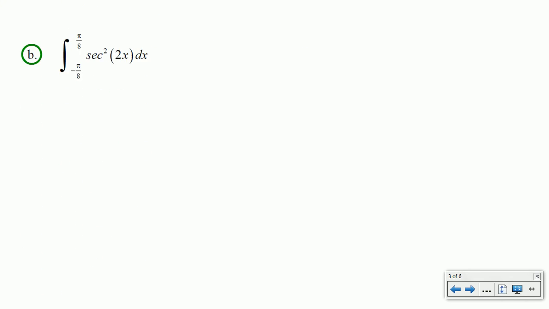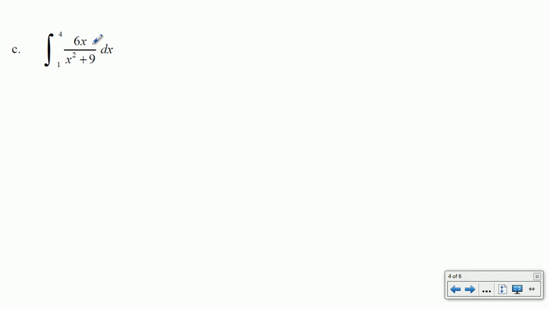I'm going to leave part B for you to do as well, because these are actually kind of fun, and it's good for you to get some practice. So I'm going to leave it to you to confirm that this result is 1, and my hint for you on this one is to check your antiderivative is correct by applying the chain rule.